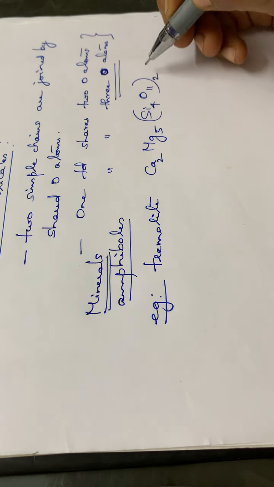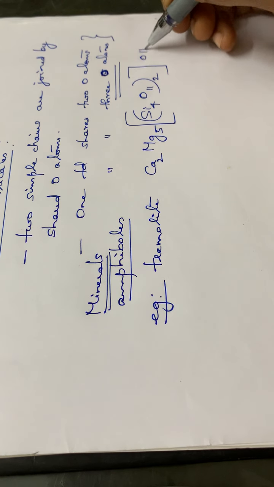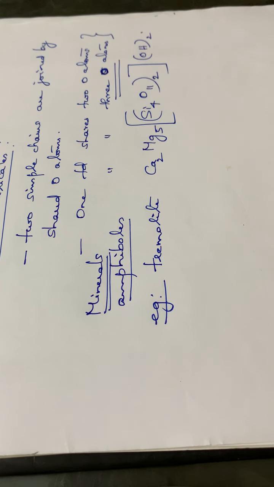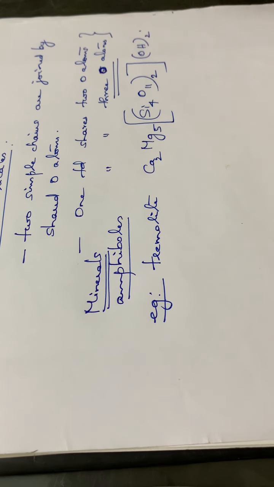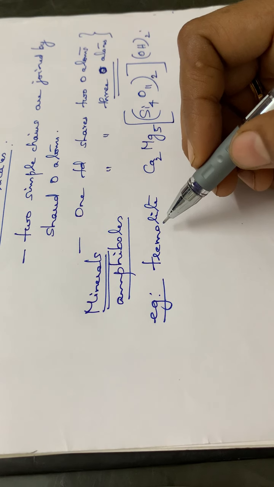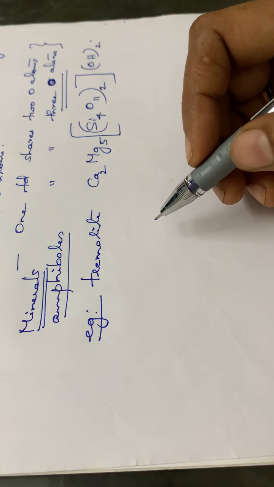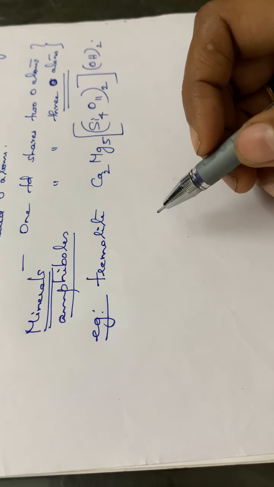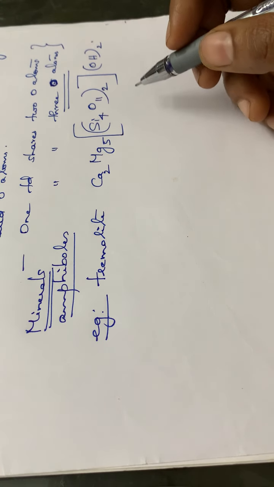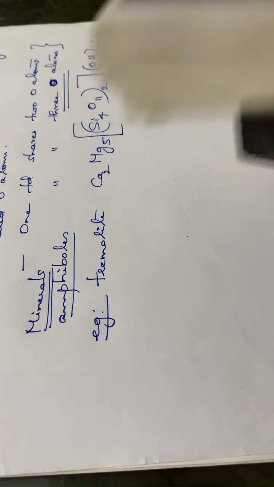(Si4O11) twice, then OH twice. So this is the structure of double chain silicates, for example the structure for tremolite. You have to refer to the text for the diagram of double chain silicates. It will take time for me to draw, or else I will show you in your textbook.